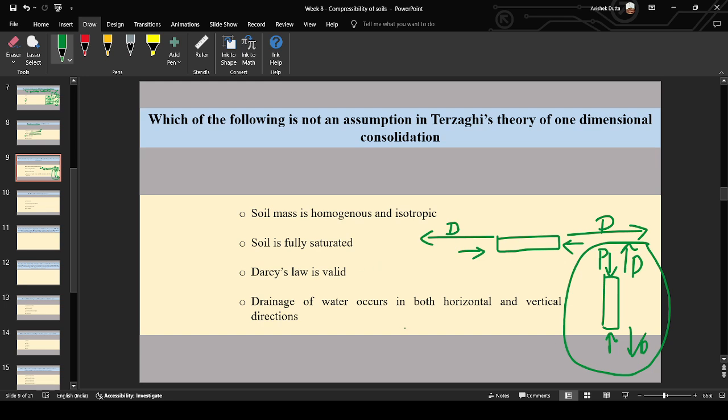So this statement, drainage of water occurs in both horizontal and vertical direction, is not an assumption in Terzaghi's theory of one-dimensional consolidation. This is the answer.